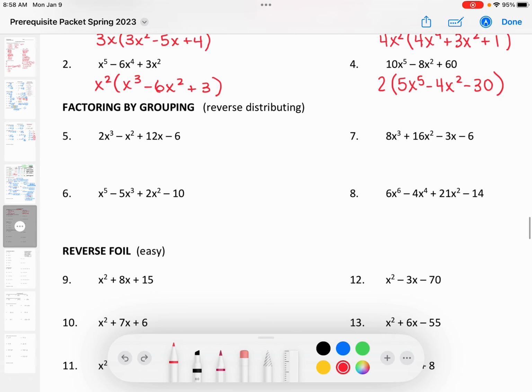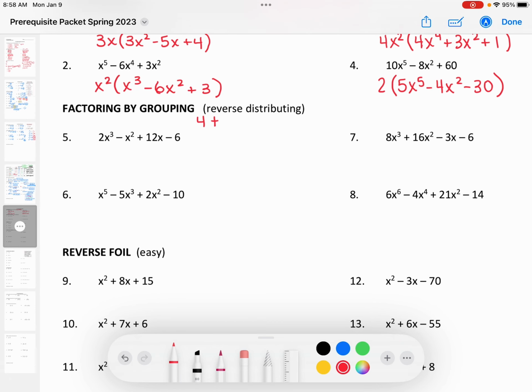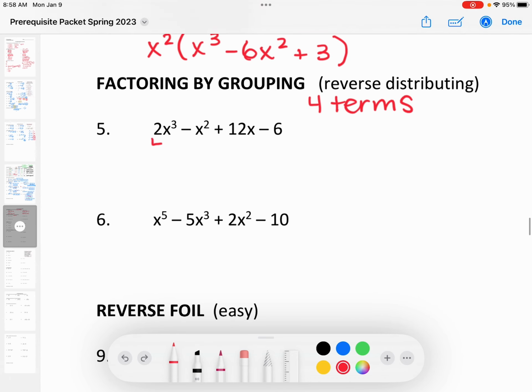Factoring by grouping is a method that you would always use if you have 4 terms. If there are 4 terms, 1, 2, 3, 4, as in number 5. And what we do is called grouping because we are going to look at each of those pieces separately. So if we look at the 2x cubed minus x squared, what can I factor out of both of those? I can factor out an x squared, leaving me with a 2x and a negative 1. On the second part, I can factor out a 6, leaving me with a 2x and a minus 1.